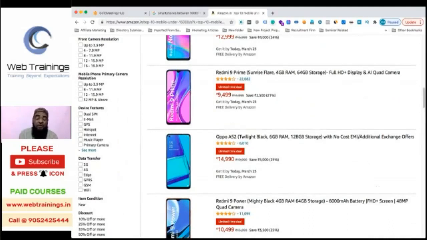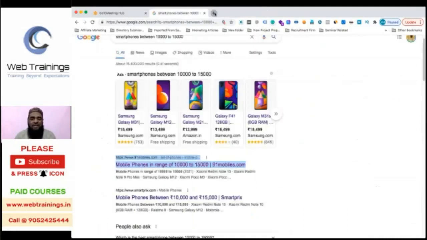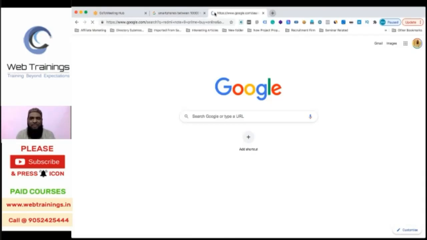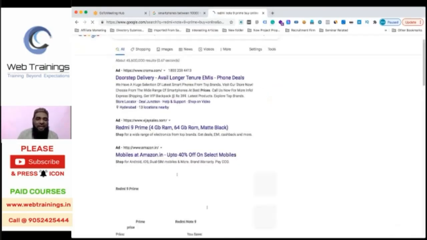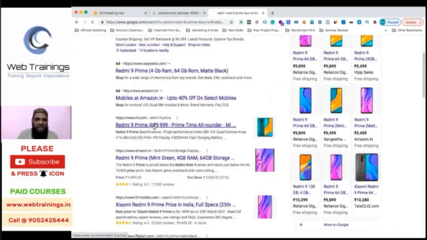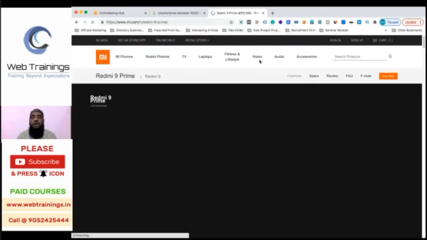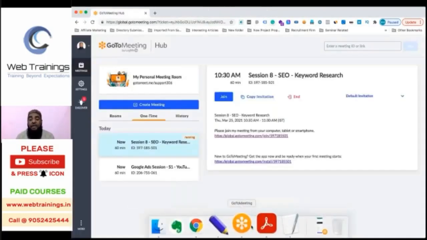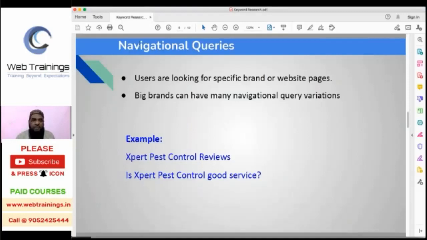But if the product is not available on Amazon, I would have specifically typed: Redmi Note 9 Prime buy online, which means now I'm going for a specific phone only, right? Then I would directly go to the MI website, and I can buy the product directly. So the idea is, a consumer goes through this entire set of process. That's why I said in the second stage of the business, navigational queries will be very, very important.